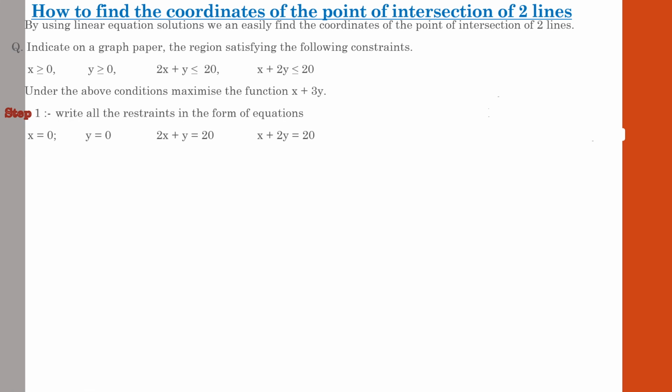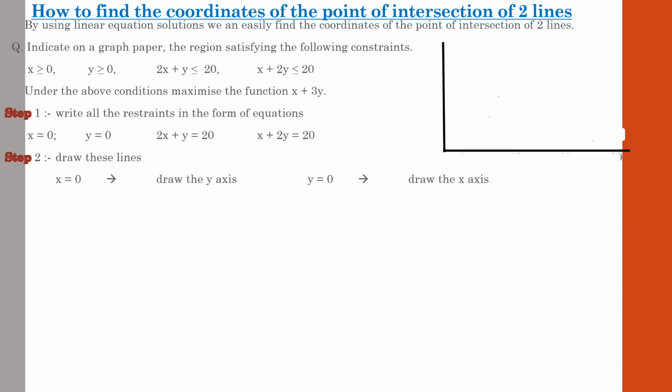When x equal to 0 and y equal to 0, what is the meaning? x equal to 0 means you need to draw the y axis. y equal to 0 means you need to draw the x axis. So first, draw these lines. x equal to 0, draw the y axis, and y equal to 0 means you have to draw the x axis. So let us draw these two lines. So we have got the x axis and y axis.